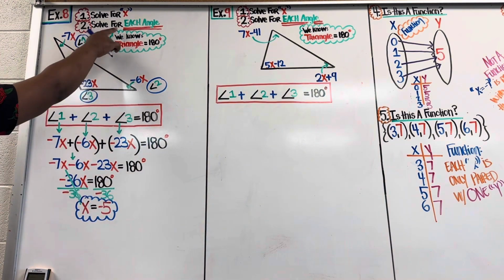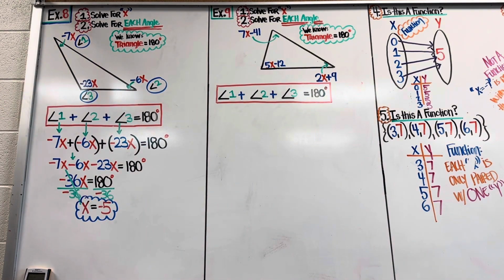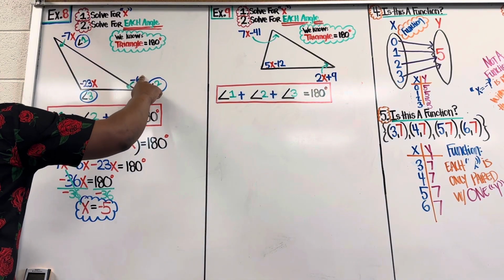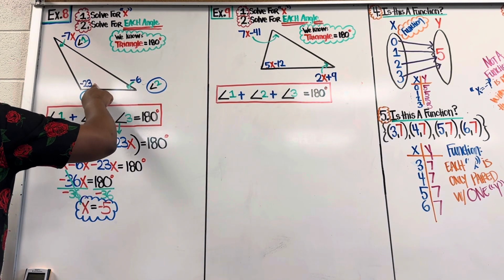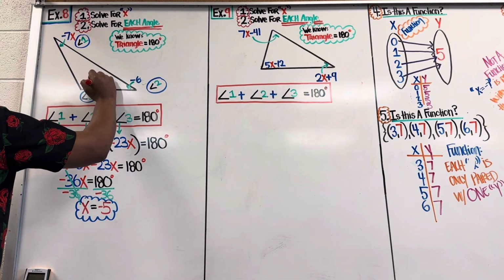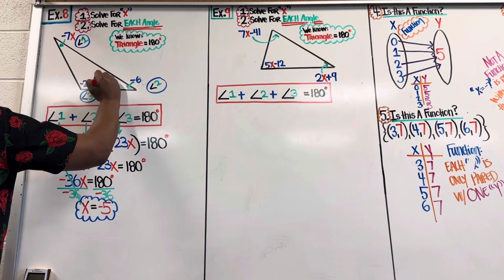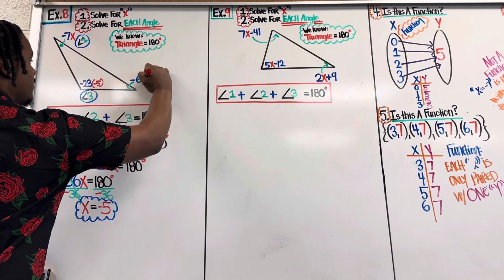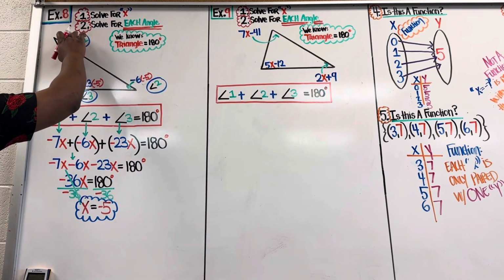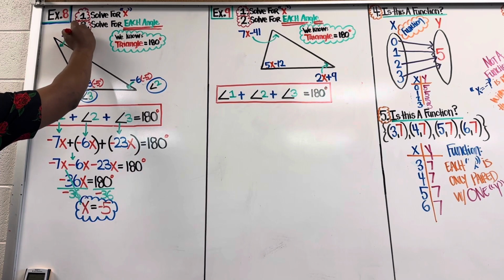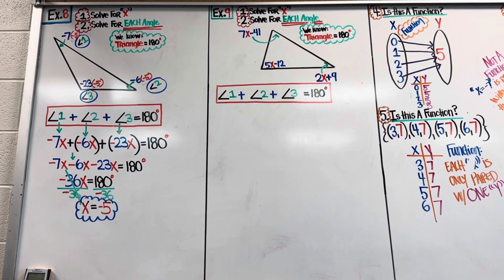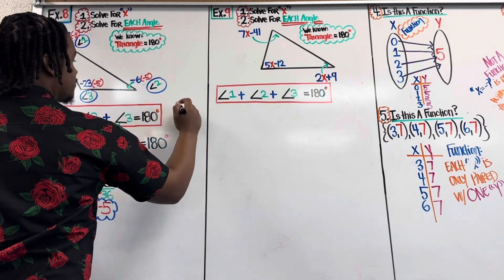Because yes, we solved for x, but now we need to plug in x to solve for each angle. So we're gonna substitute each x for negative 5. Here at angle 3 is gonna be negative 23 times the parentheses negative 5. At angle 2 is gonna be negative 6 times the parentheses negative 5. And at angle 1 is gonna be negative 7 times parentheses negative 5. All we did was substitute x for its true value. Now we can go ahead and start solving.